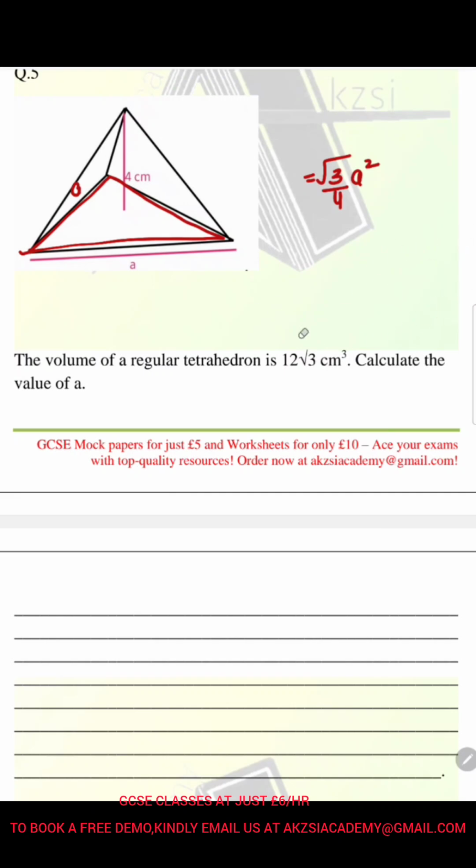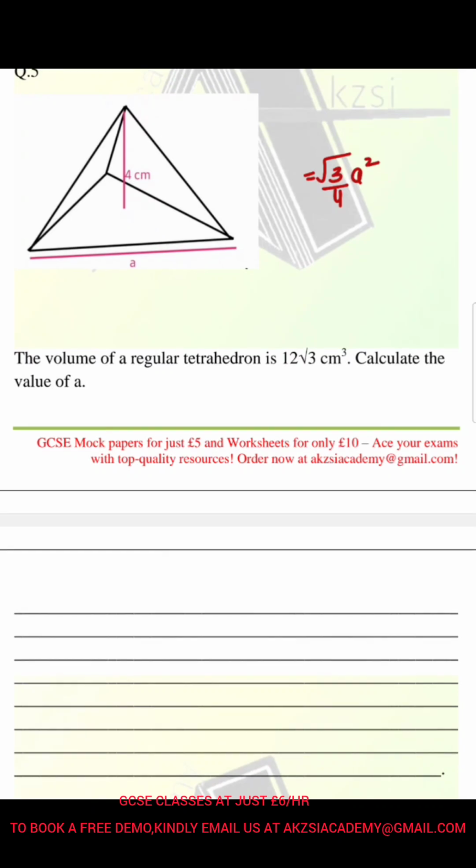So the base has side A. So I can say the area of this base as well as the area of all the four triangles is root 3 over 4 A squared. So now we have already calculated the area of the base, which is root 3 by 4 A squared. So we just have to apply the formula for the volume of the tetrahedron, which is 1 over 3 times area of base times height.